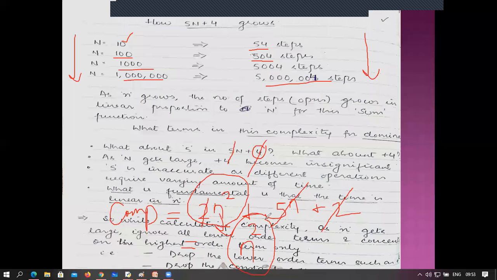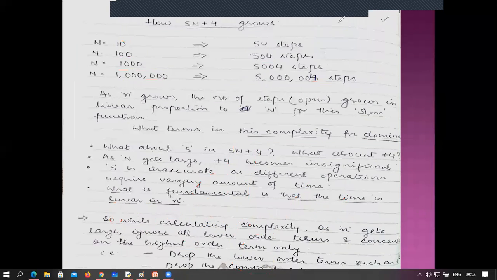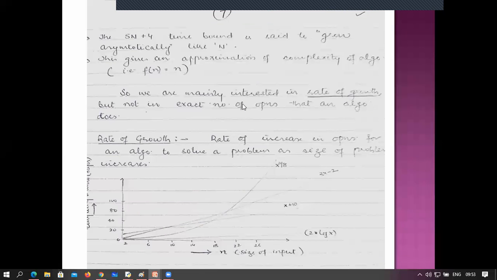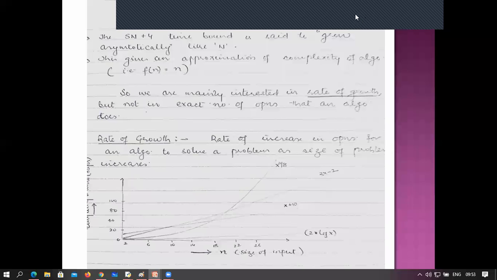That is quadratic. Okay, so again, all these things will get repeated. Right now, this is important. Like yesterday, some students were having doubt about what is the meaning of the rate of growth. So again, these things are being repeated. What's the meaning of rate of growth? Rate of growth is the rate at which something is growing.